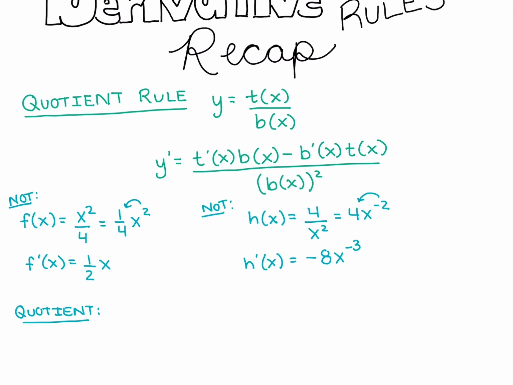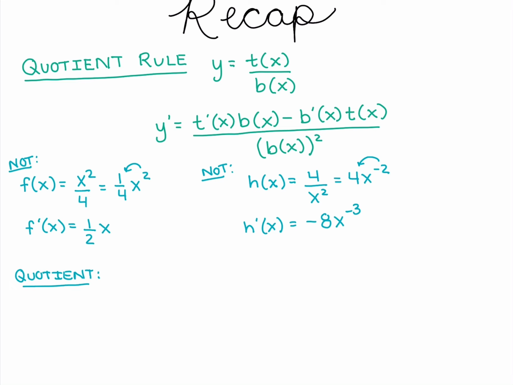So we need to take the derivative of the top first times the original bottom minus the derivative of the bottom times the original top, all over the original bottom gets squared. So if we look at an actual quotient rule, if we have g of x is 4x minus e to the x over ln of x plus 2x to the fifth.